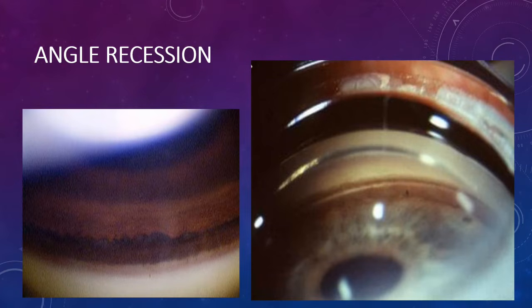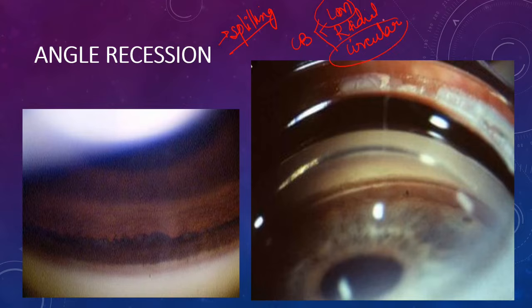So what happens in angle recession? Angle recession is nothing but the splitting of the layers of the ciliary body, or the muscles of the ciliary body. The ciliary body actually consists of 3 layers of muscle. So we have the longitudinal muscle fibers, we have some radial muscle fibers, and then we have certain circular muscle fibers. Whenever there is a blunt trauma, sometimes there can be a split between the longitudinal and the circular muscle fibers, leading to expansion of the ciliary body area.